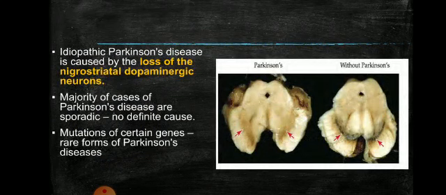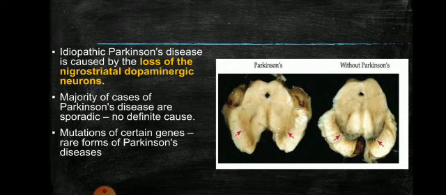Now you have idiopathic Parkinson's disease, which is caused by the loss of the nigrostriatal dopaminergic neurons. What do you mean by nigrostriatal? Already I have discussed, there is a set of dopaminergic neurons which arises from the substantia nigra and supplies the striatum. What is the striatum? The caudate and the putamen put together. When there is damage there, there won't be any dopamine released at the D1 and D2 receptors. So that's idiopathic Parkinson's disease.